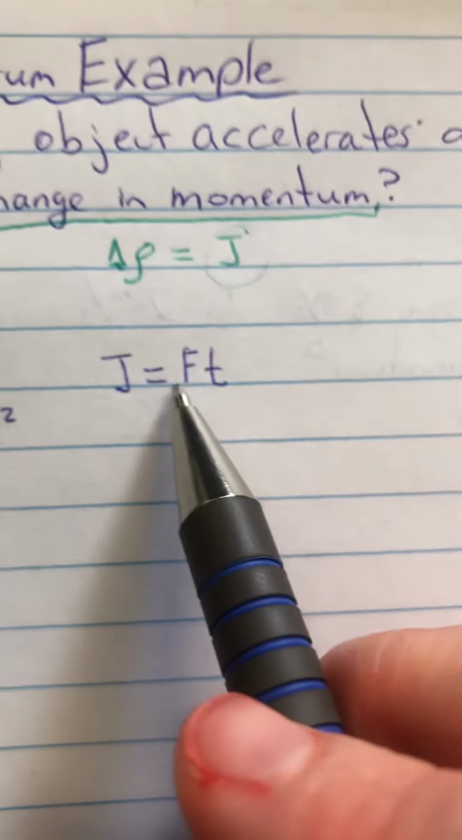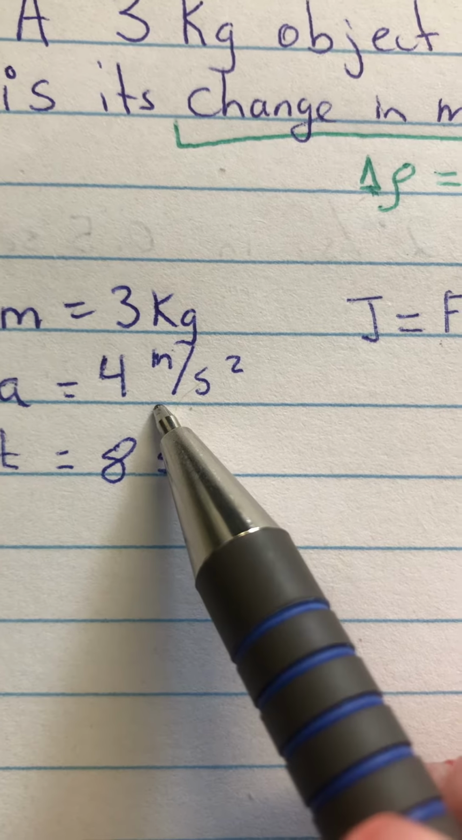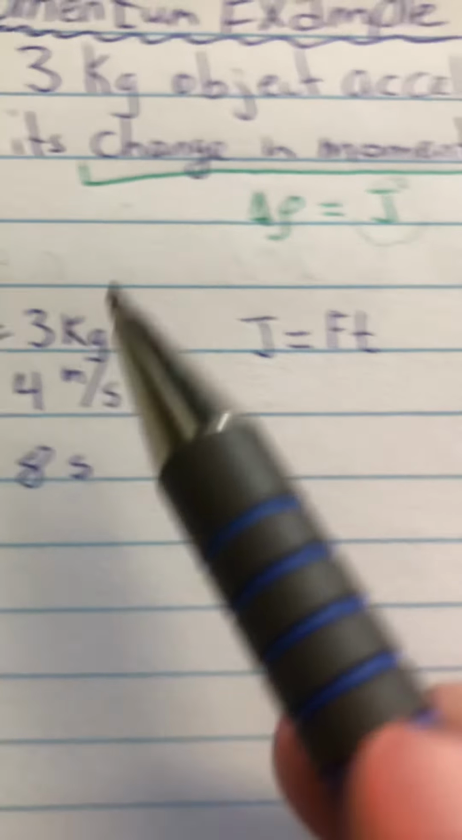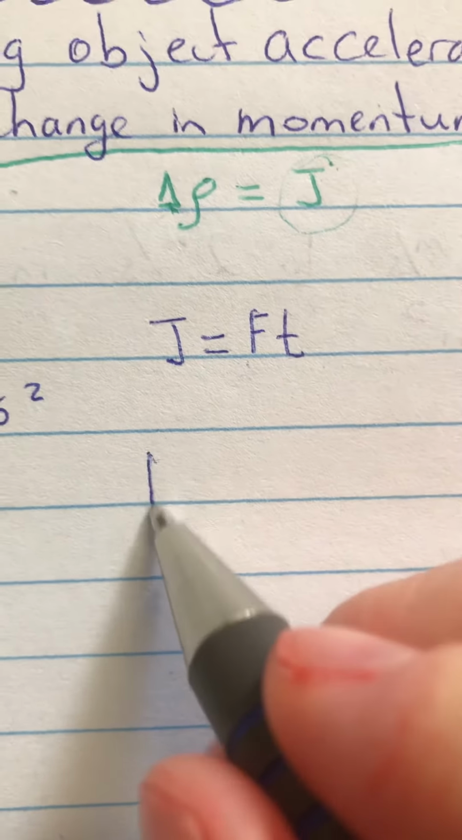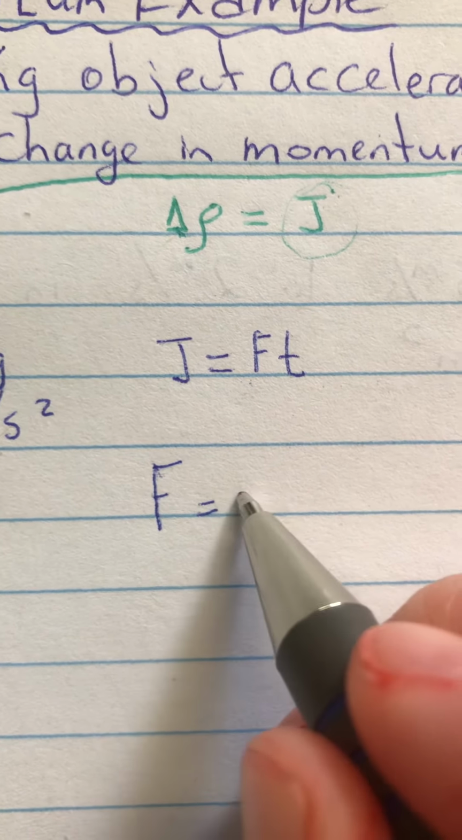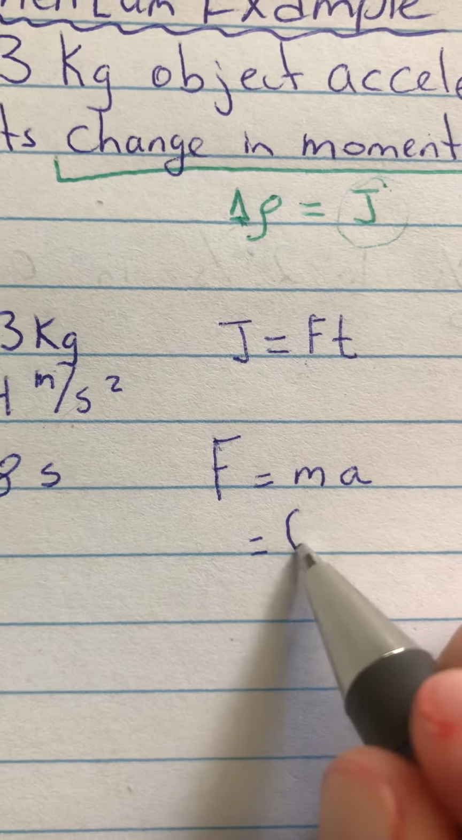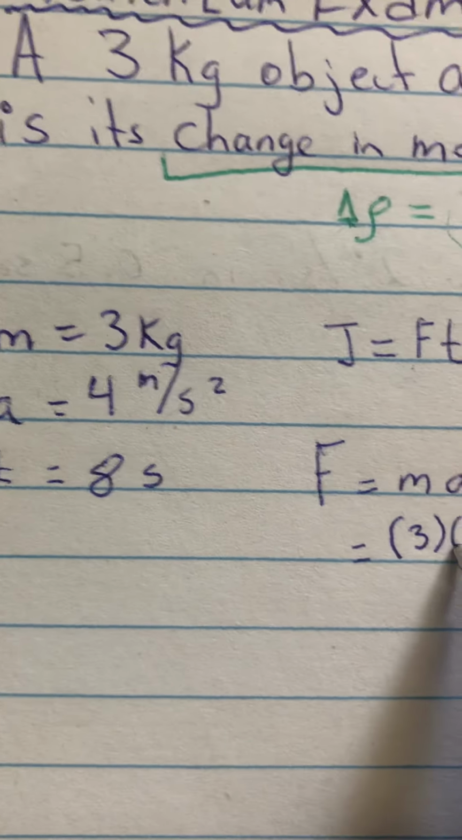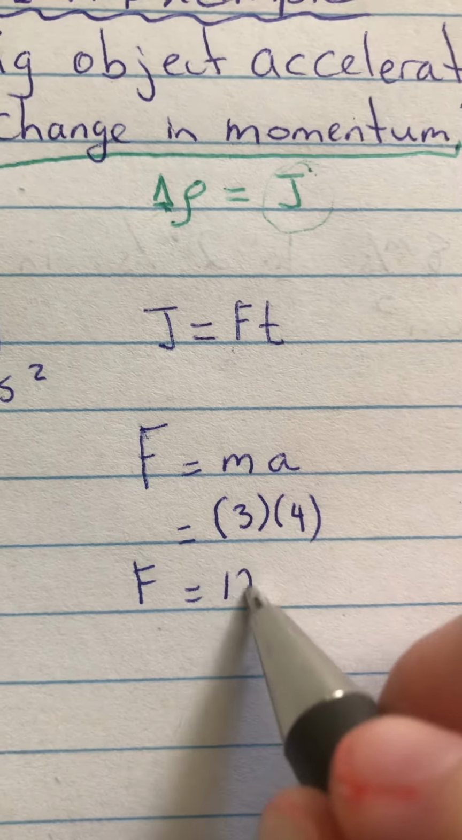Since I don't have sufficient information for either of those, what can I determine? Well, can I determine what my force is? I know my mass and my acceleration. F is equal to ma. So this looks like the direction I probably need to go. Force is equal to mass times acceleration, which is 3 times 4. So I have a 12 Newton force acting.